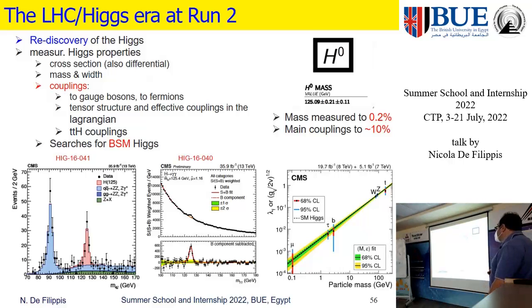And then the Higgs was rediscovered with, of course, many data in both the 4-lepton final state and gamma-gamma, but also the couplings started to be measured, the couplings to gauge bosons, the couplings to fermions, and also searches for beyond standard model Higgs were performed.